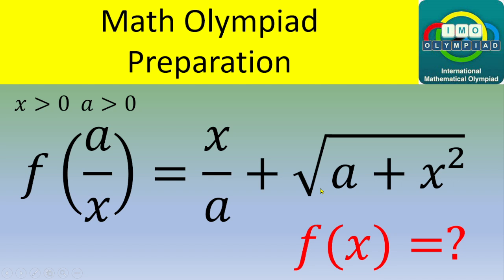So we need to find f of x, such that x is a strictly positive variable and a is a strictly positive constant number. So f of a over x equals x over a plus the square root of a plus x squared, and you want to find out f of x. So if you want to give it a try, please pause the video, otherwise let's see the solution.